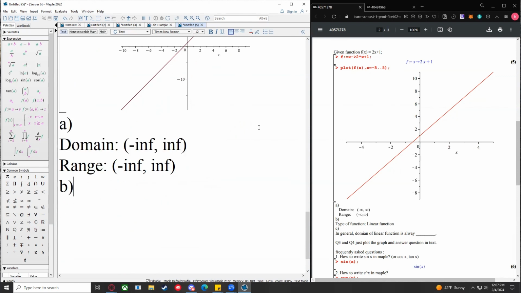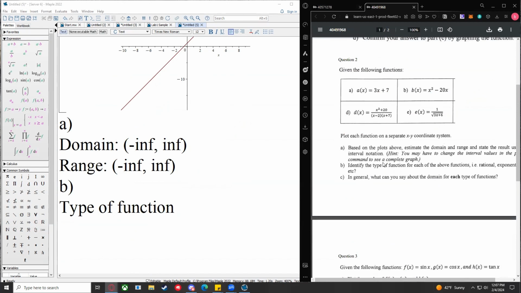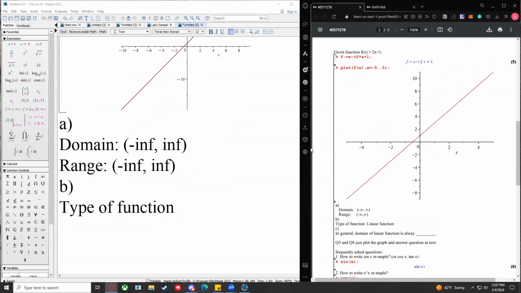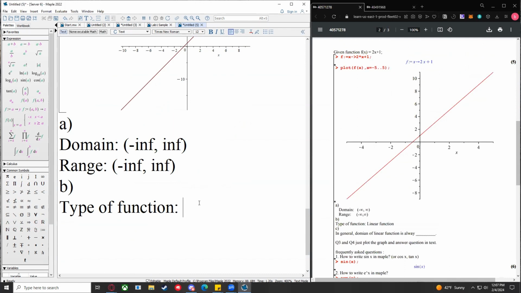B says type of function, right? What type of function is this? Let me see, because I think the other one uses more words. Yeah, this one says identify the type of function for each of the functions above, i.e. rational, exponential, etc. So this one is what type of function? And I think I mentioned it earlier. Linear. It's linear, yeah, this one's a line. So we're just gonna say this is a linear function. Thank you for responding. Appreciate it.